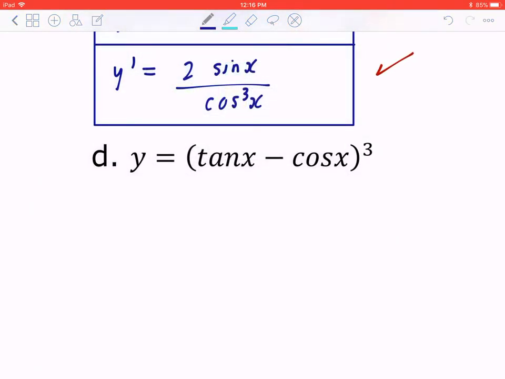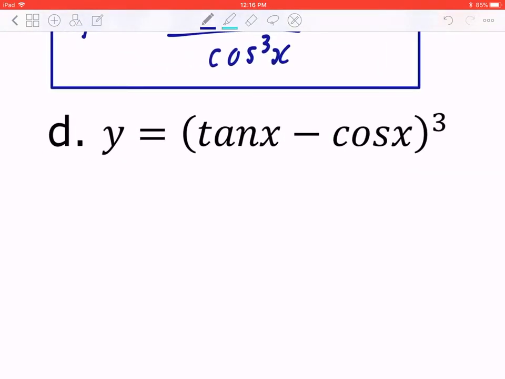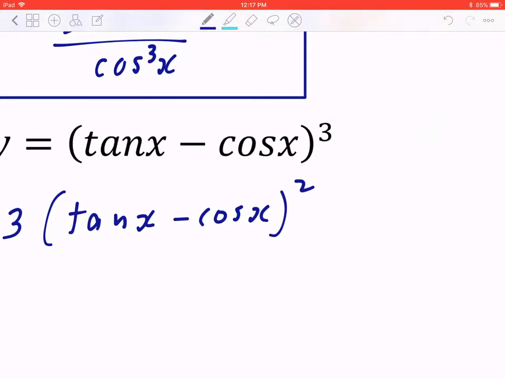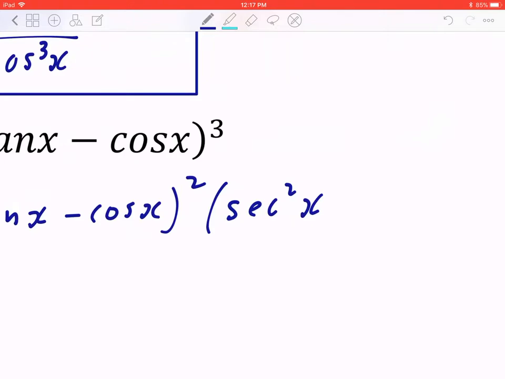y equals open bracket, tan x minus cosine x, close the bracket, to the power of 3. Y prime equals, bring the 3 to the front, copy everything in the brackets to the power of 2. Don't forget to multiply by the internal derivative. When you differentiate tan x, that's going to be secant square x. When you differentiate negative cosine x, that's negative sine x, which is plus sine x.